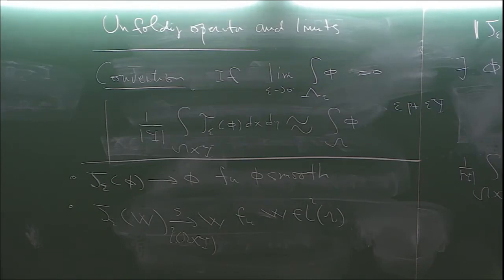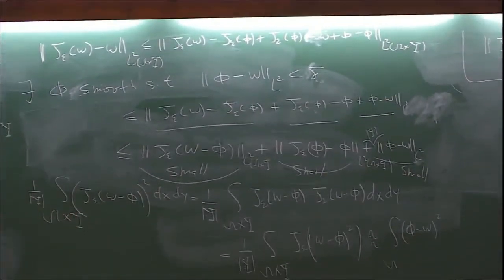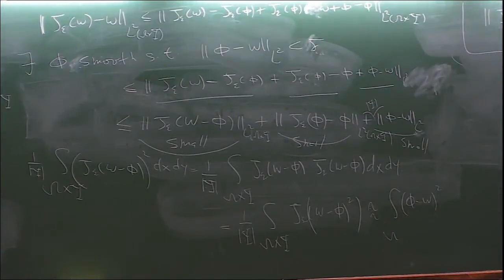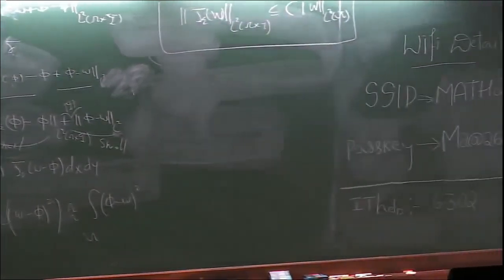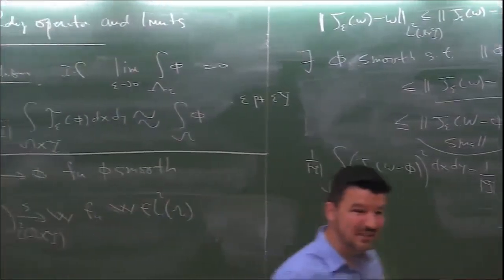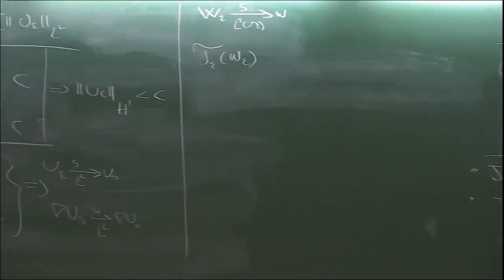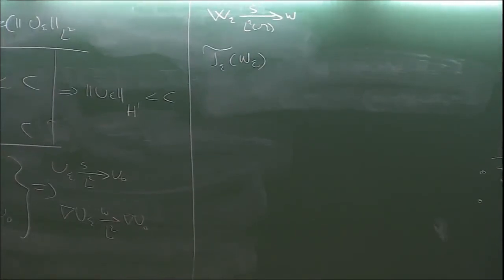What about the case where I have a sequence which is strongly convergent in L2? What happens to the unfolding applied to this sequence? That's our main thing, okay? Let's do it together. Now, there are two ways to look at the limit question. One way is shooting in the dark. You have no idea how the limit looks like. You need to show that the sequence is Cauchy or something. You need to do something to show it converges.